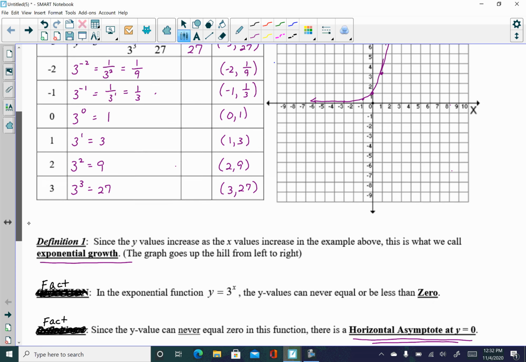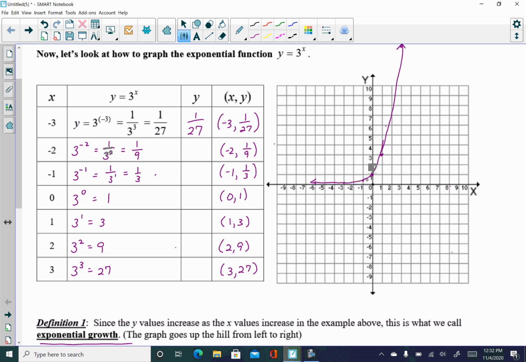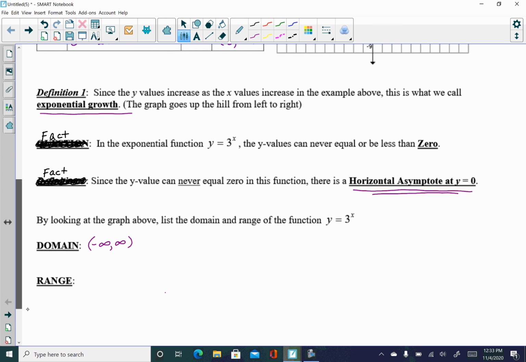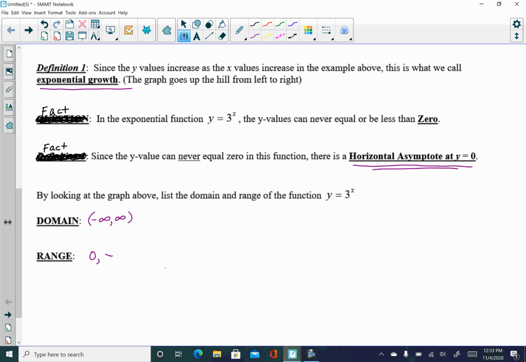Range, on the other hand, the smallest y value, this graph is hugging that x-axis, but it's not going to cross it or touch it. So the smallest y value then would be 0, and then it goes up forever, so that would be 0 to infinity. You won't be able to put a bracket on that 0 because there's an asymptote there, so it's just a parenthesis from 0 to infinity. It gets really, really close to 0, but it never actually equals 0. So it will get like 0.00001.